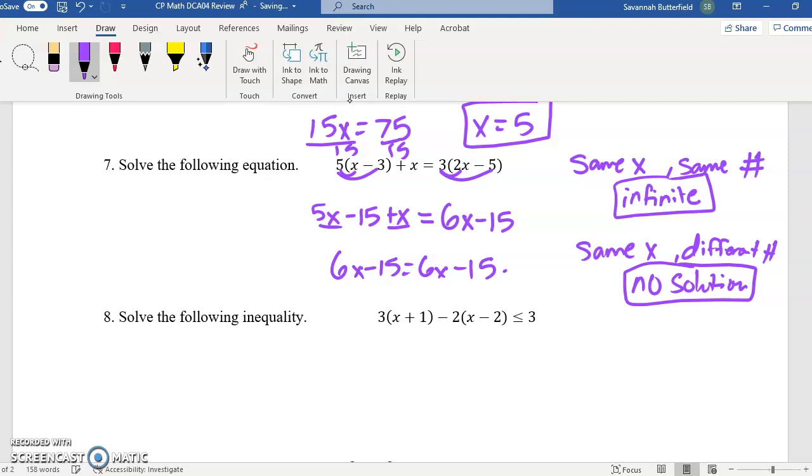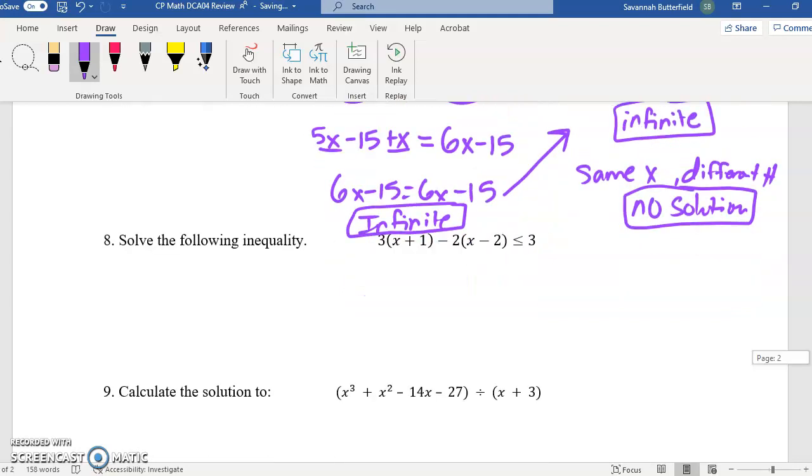So this is this rule right here, because we have the same number of x's and the same constant, the same number. We have minus 15. So that means I have infinite solutions. Okay? An example of no solutions would be if we had 6x minus 15 equals 6x minus 14. That is the same number of x's but a different number. That is no solutions. Because if we were to graph those, they would be parallel lines.